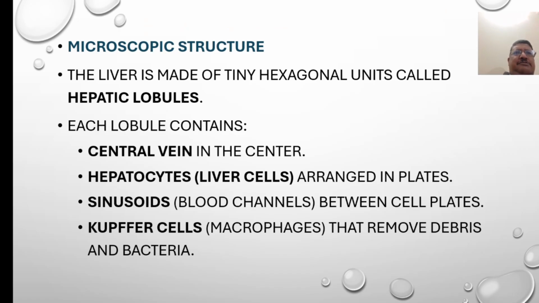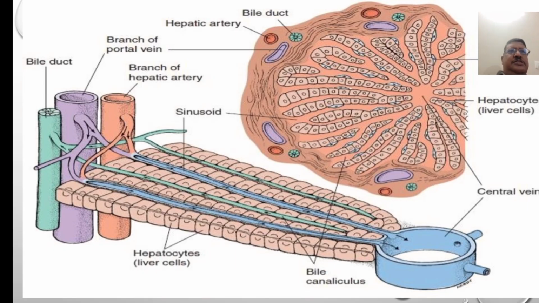Microscopic structure. The liver is made of tiny hexagonal units called hepatic lobules. Each lobule contains central veins in the center, hepatocytes, liver cells arranged in plates, sinusoids, blood channels between the cell plates, Kupffer cells, macrophages that remove debris and bacteria. So this is the microscopic structure of liver.